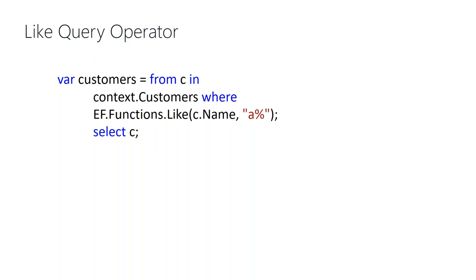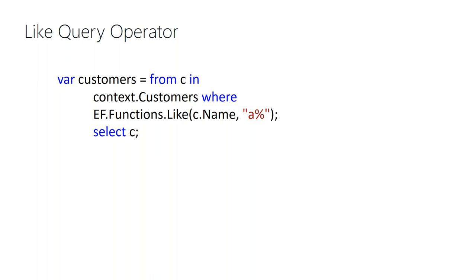And what Like is, it's just like the SQL LIKE. So what we can do is we can give it a string, and then give it a wildcard in the form of a string.